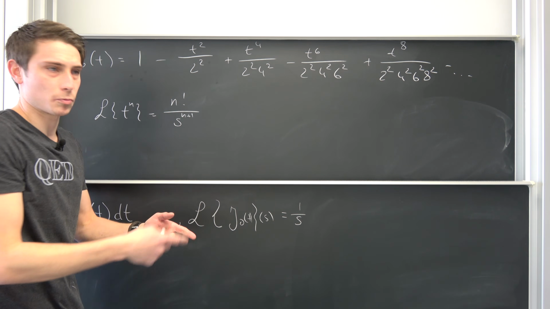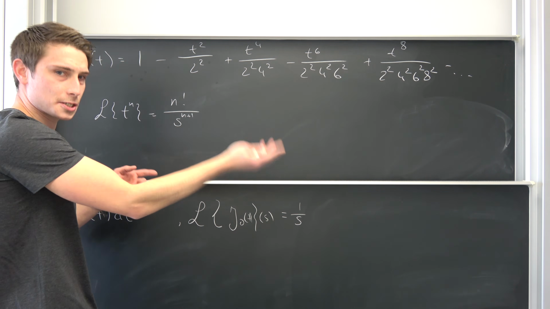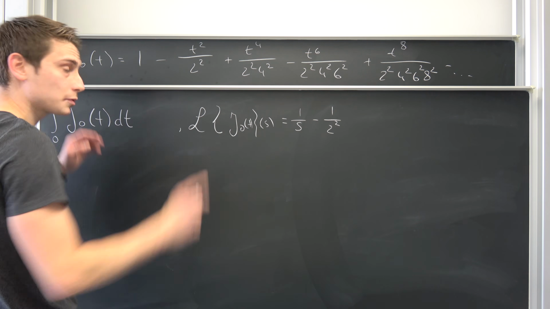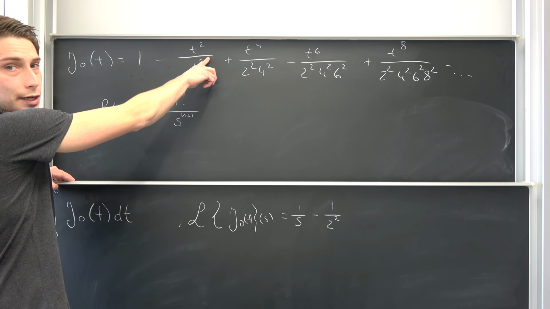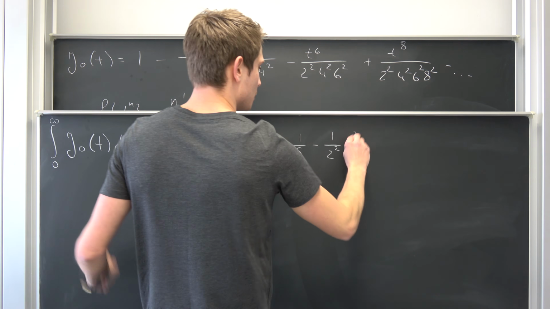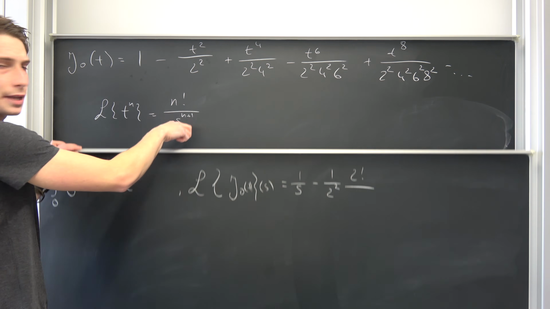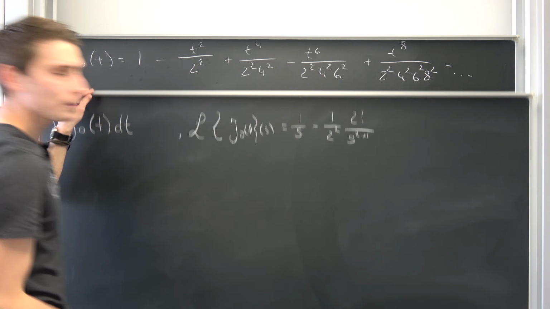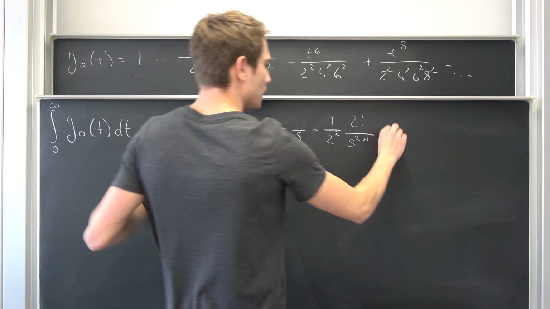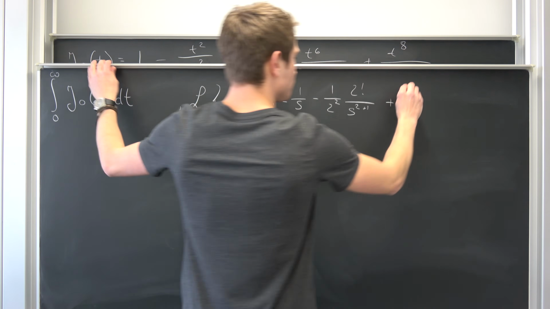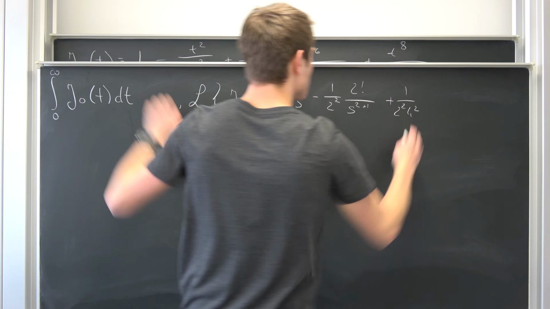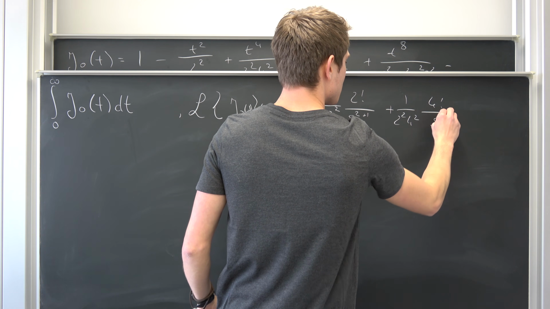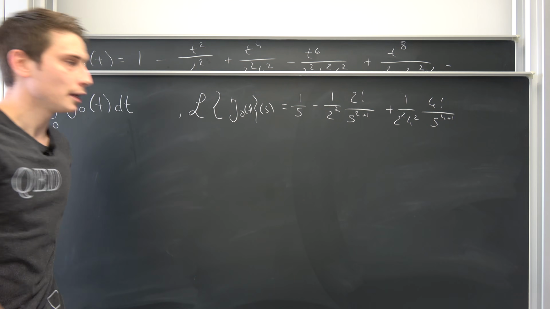So 1 over 2 squared, and this negative 1 is just a constant, so we can bring it to the outside of the Laplace transform. So this is negative 1 over 2 squared. Then we have t squared, and by this formula it's going to give us 2 factorial over s to the 2 plus 1 power. Then we have 1 over 2 squared times 4 squared, and then 4 factorial over s to the 4 plus 1 power.